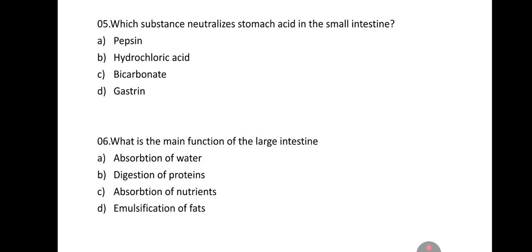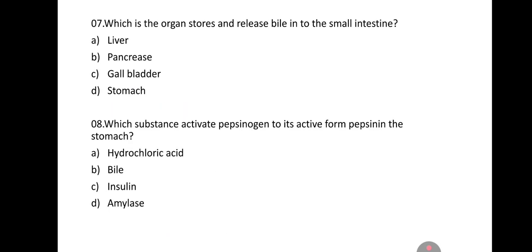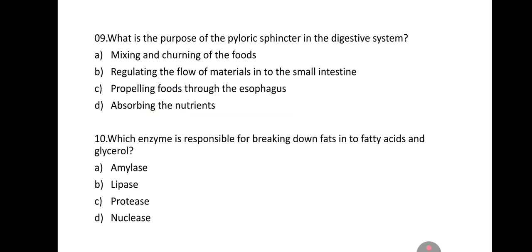Fifth one, which substance neutralizes the stomach acid in the small intestine? The correct answer is C, bicarbonate. Sixth one, what is the main function of the large intestine? The correct answer is A, absorption of water. Seventh question, which organ stores and releases bile in the small intestine? Correct answer C, gallbladder. Eighth, which substance activates the pepsinogen to its active form pepsin in the stomach? The correct answer is A, hydrochloric acid.